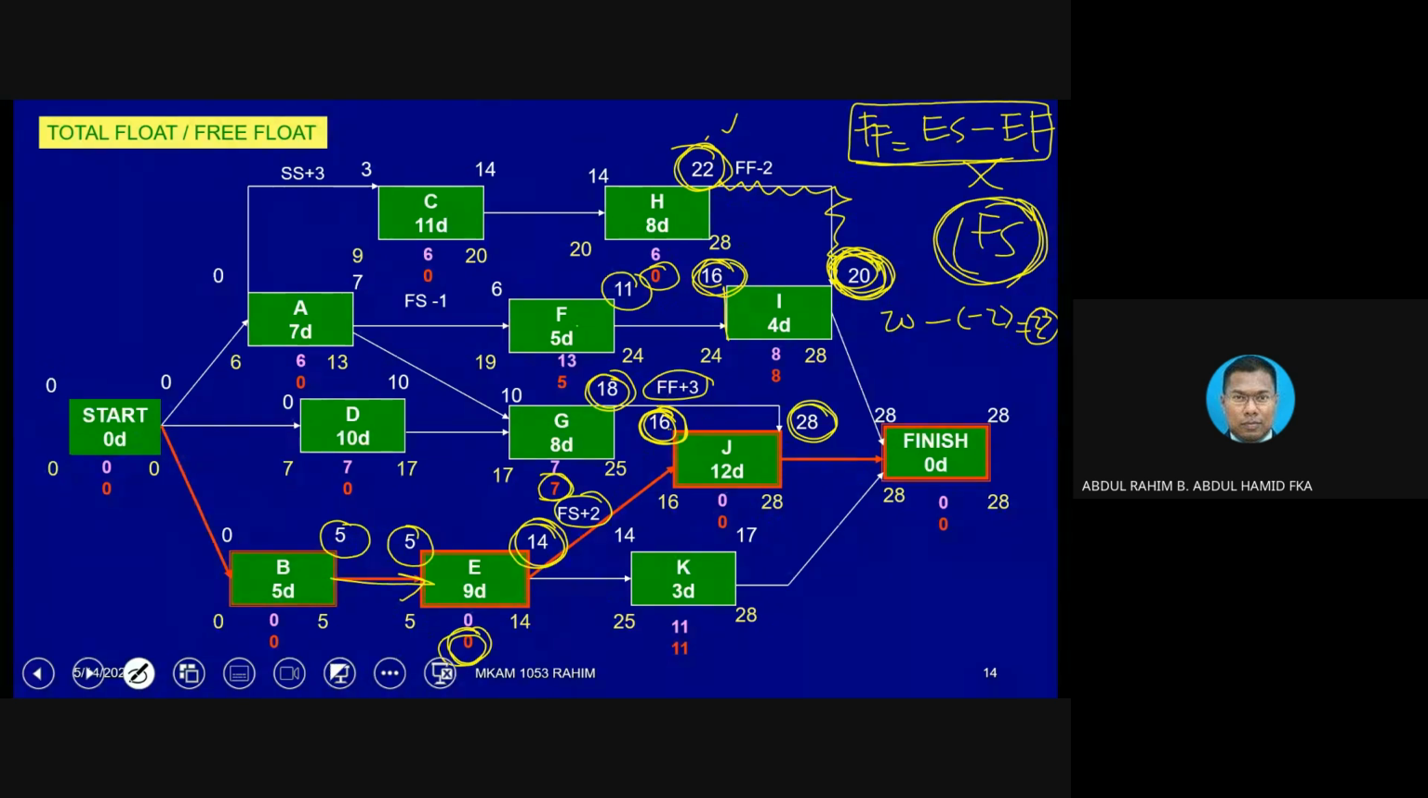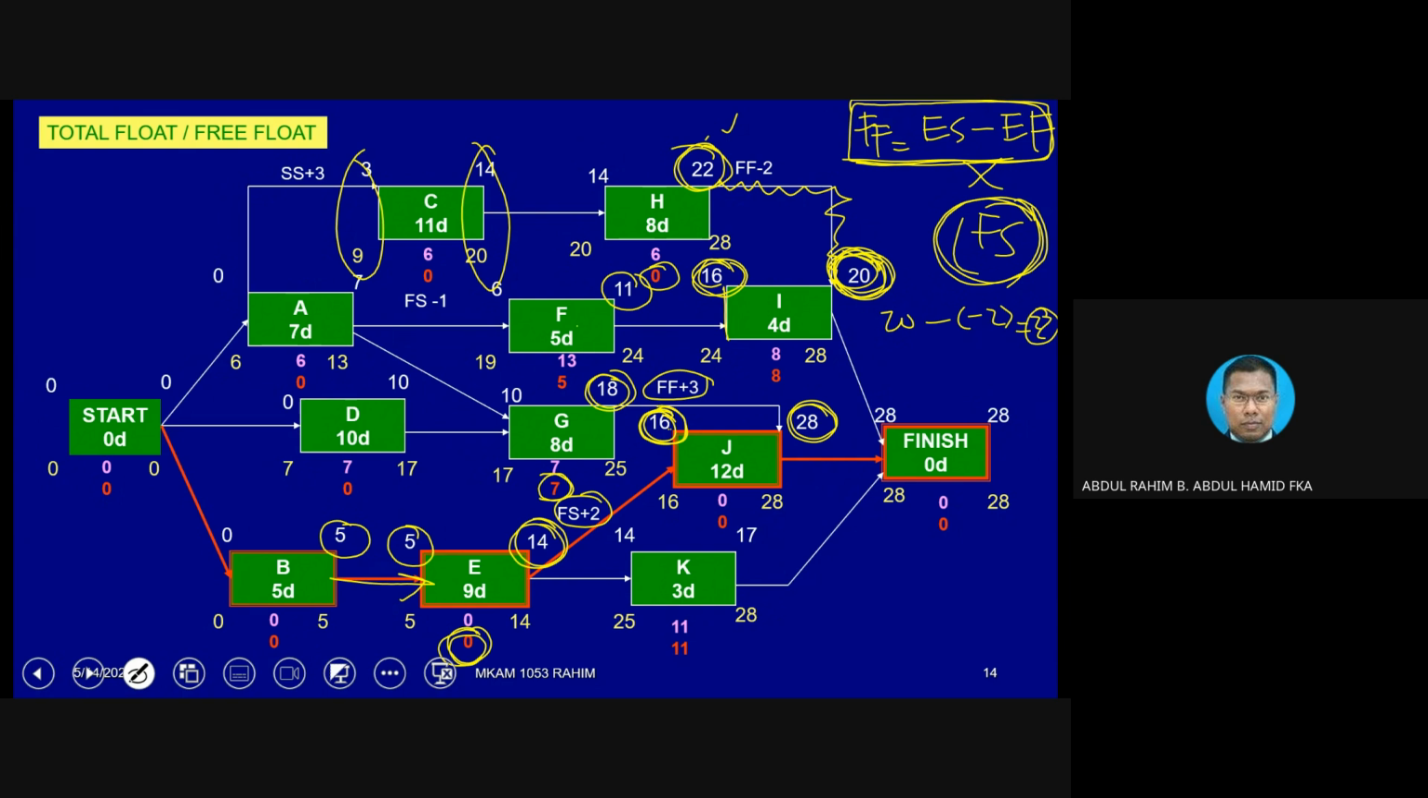Whatever it is, total float is very straightforward. You just compare the value between this value and this value. But when it comes to free float, I would advise you, even though we can use this generic formula, when we are dealing with the PDM diagram, we need to take into account the type of relationship and the lag and lead as well. Then only we get the right values.